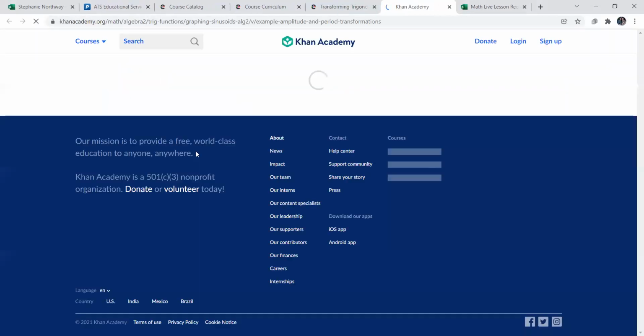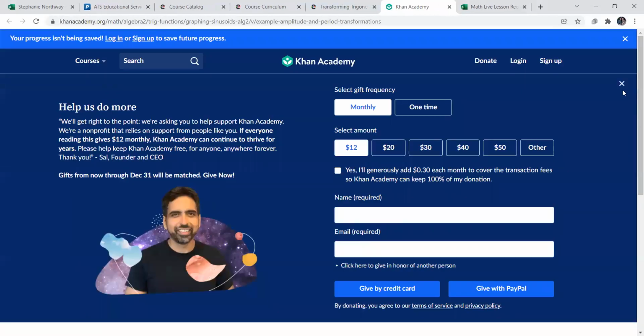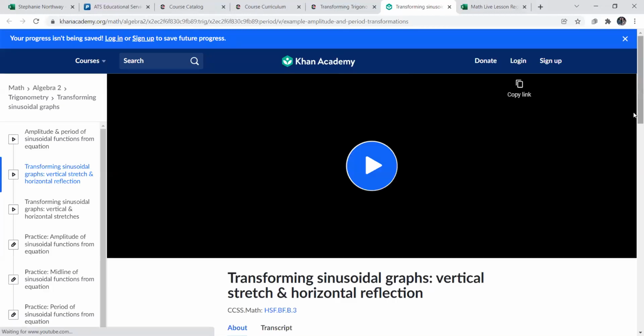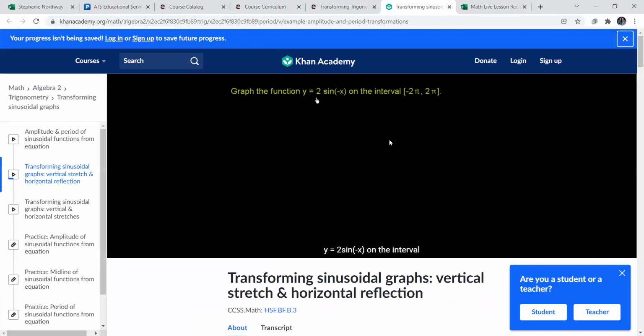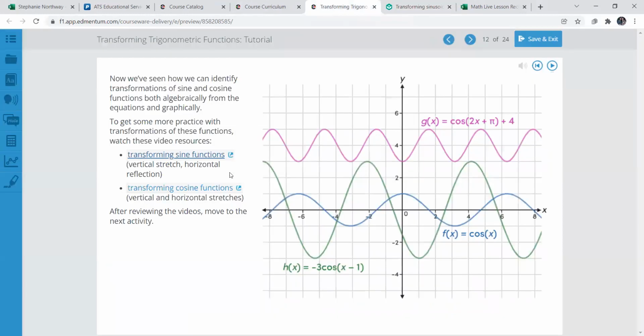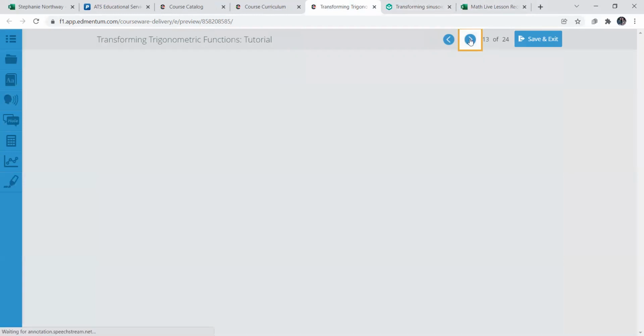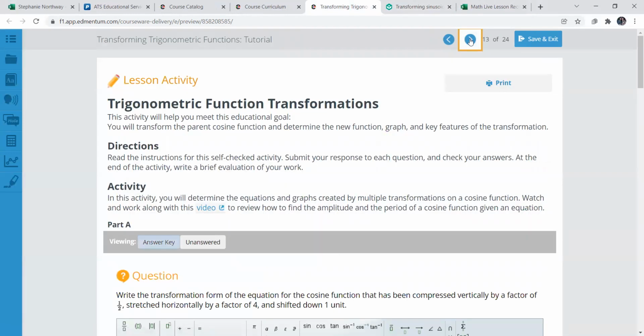Transforming sine functions. Here, it gives you a little lesson on Khan Academy, shows you what you could do. It goes over the directions, and gives you a cool video about it. And the same thing with transforming cosine functions. Okay, let's go to the next part.